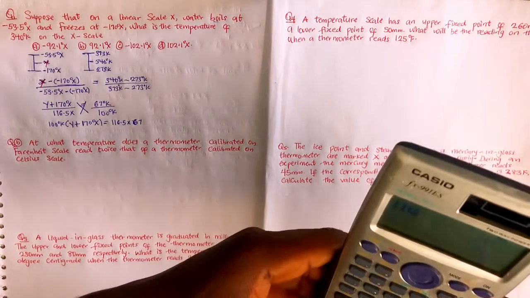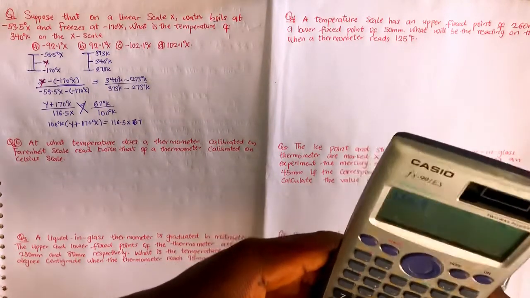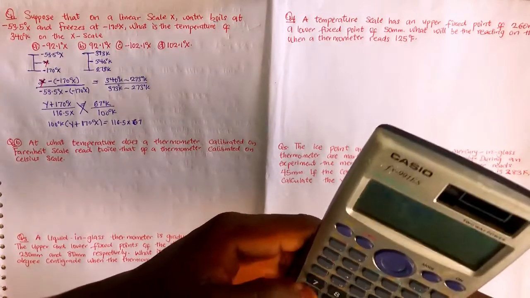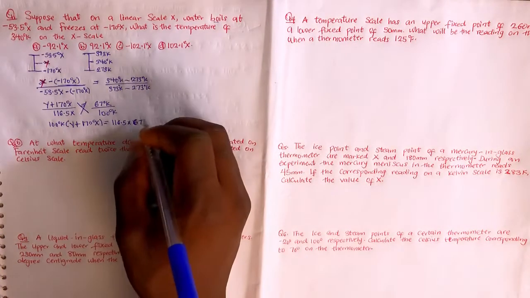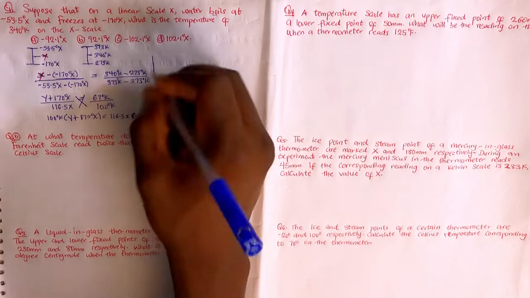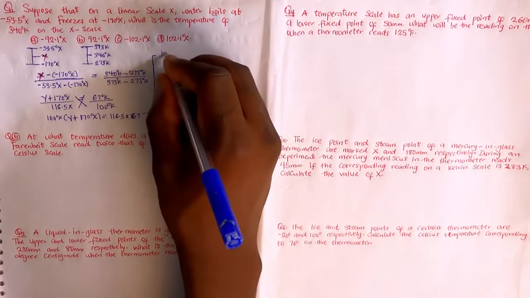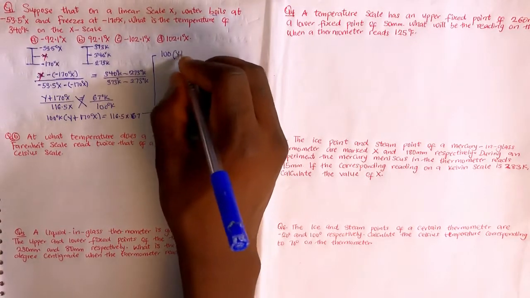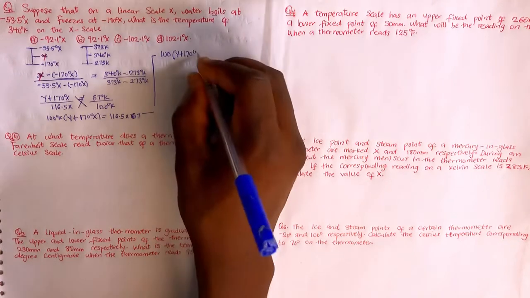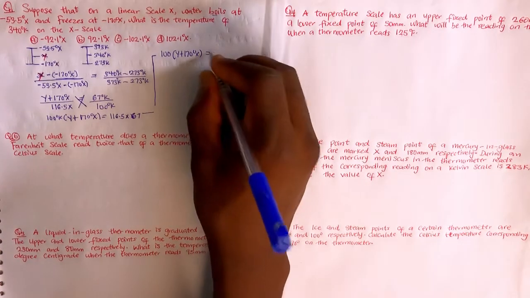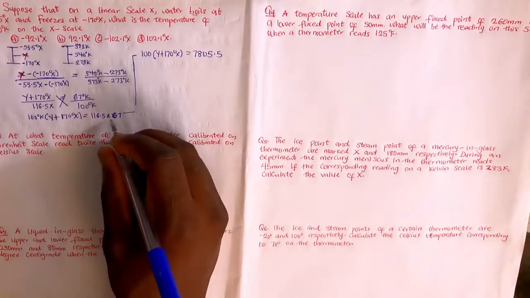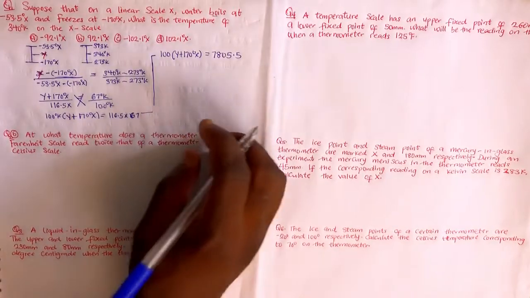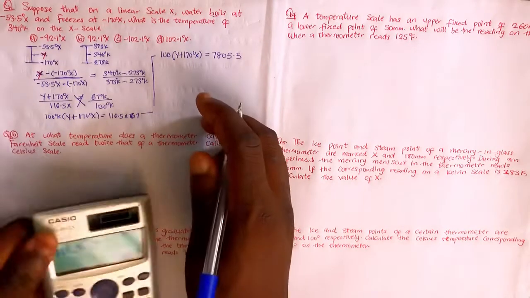That's 116.5 multiplied by 67. So that should give us what? 7805.5. So let me just move from this to this. We're having 100 in the bracket, y plus 170 degree x equals to 7805.5. Because if you multiply this together, it gives us this. Now let's just go ahead and simplify here.